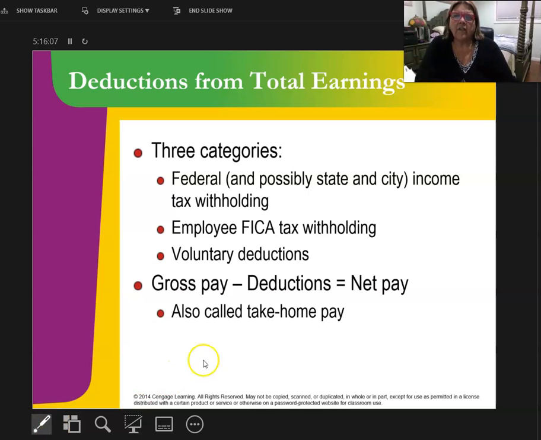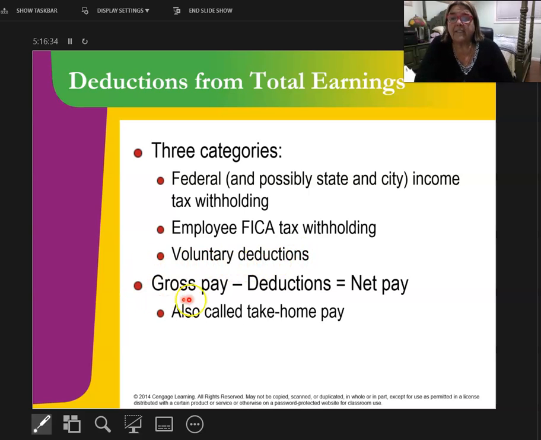So now we're going to start talking about deductions or taxes that come out. We will not be talking about all of the taxes, we'll just be generalized. We're going to talk about 3 different categories: federal income tax, employee FICA tax, which is your Social Security and your Medicare, and then voluntary deductions. These are things that you want to have taken out of your paycheck.